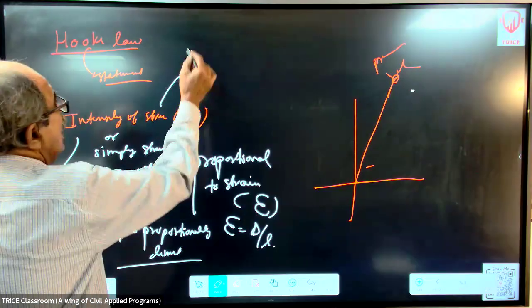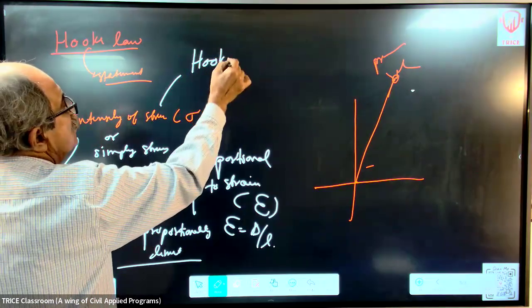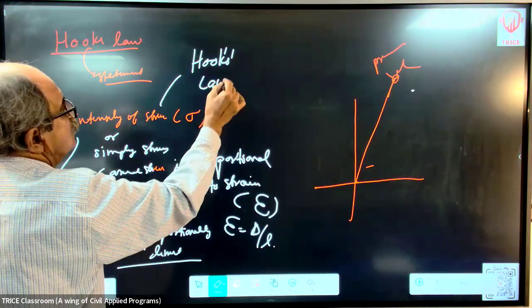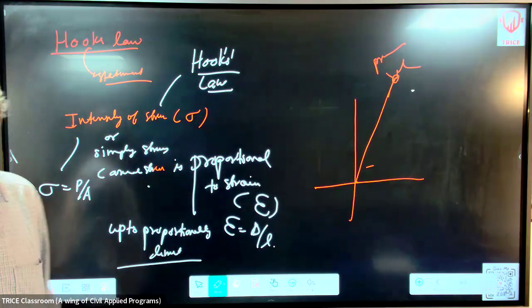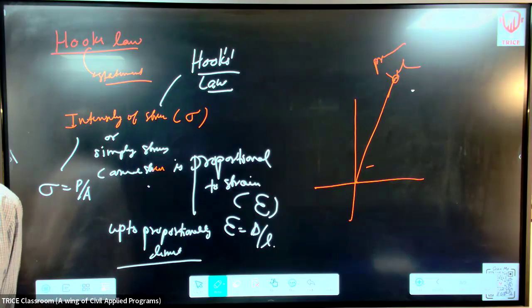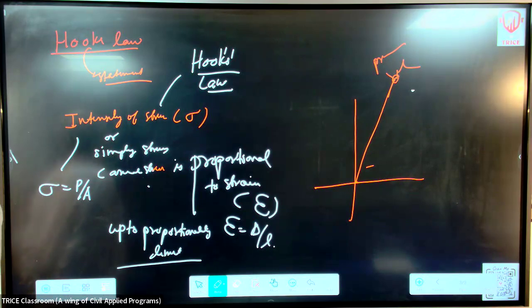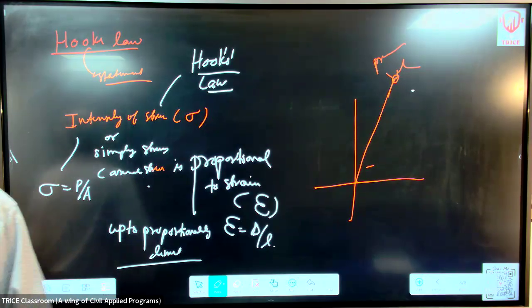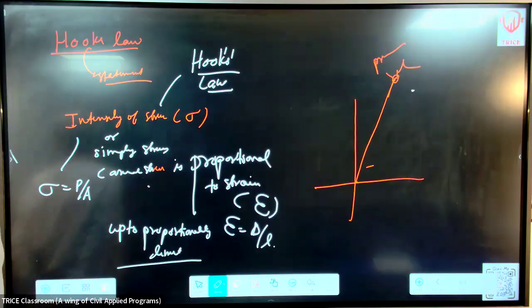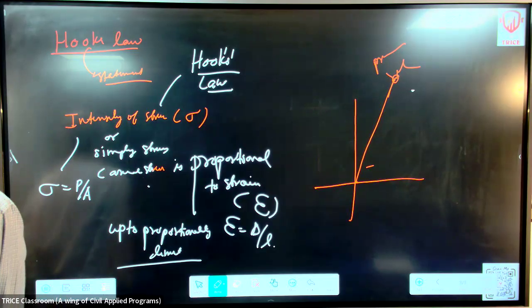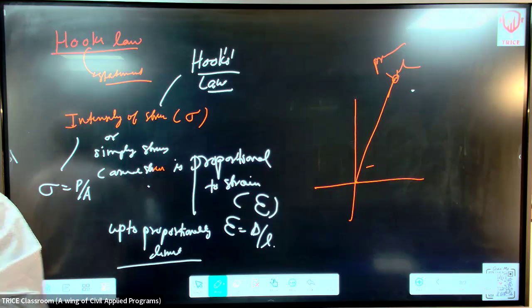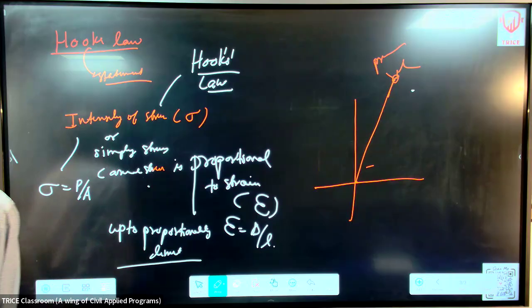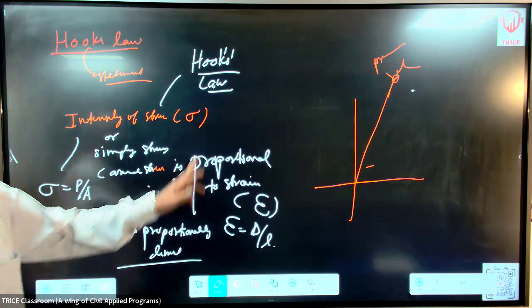This statement is called Hooke's law. The Hooke's law statement is: stress is proportional to strain up to the limit of proportionality. But in 99% of cases, people say up to the elastic limit. So unless data is given otherwise, it is understood that the elastic limit and the proportionality limit are the same. From now onwards, I will not use the word proportionality limit; I will say elastic limit. This is Hooke's law.